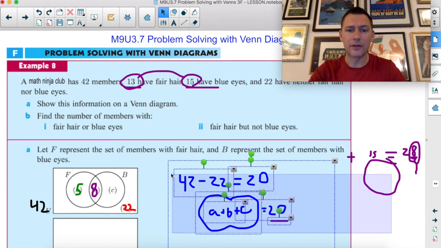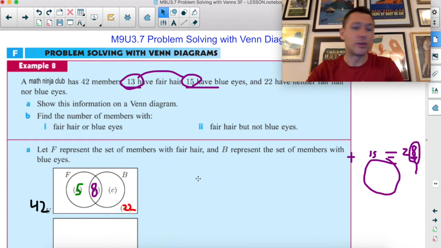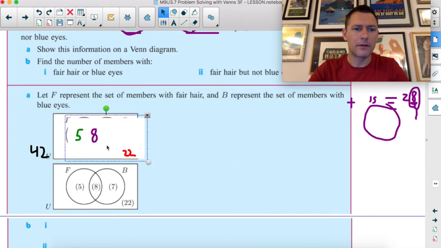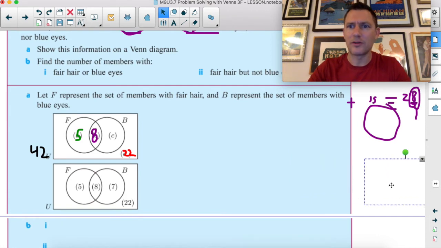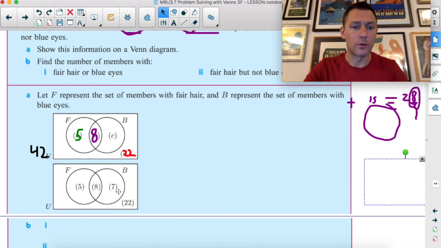And now we can actually use our Venn diagram. All right, I guess it looked like that. So great, that's the same thing we had back there.